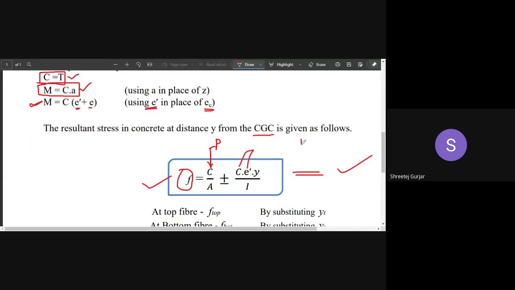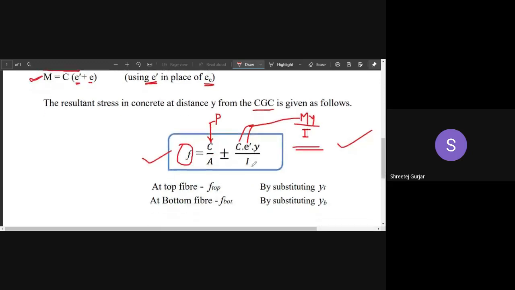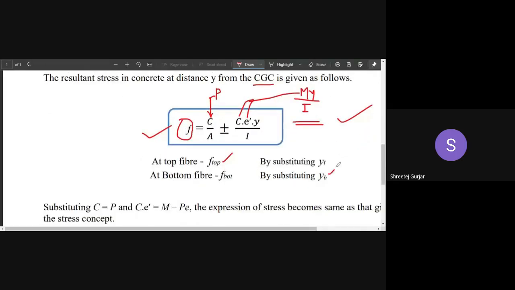And then bending stress, we know, is moment into Y by I. This is a bending stress. So the moment we have substituted here, C into E dash, and then this is Y, and then this is I. If you substitute YT, you will get the stress at the top fiber, and if you substitute YB over here, you will get the stress at your bottom fiber.